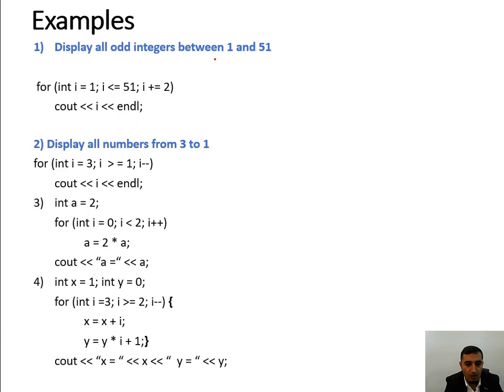So here, display all the odd numbers between 1 and 51. So for integer I is equal to 1, I is less than or equal to 51, I plus equal to 2. So we want to display the odd numbers. We start at 1 and we increment by 2. So 1, 3, 5, 7, 9, 11, 13, and so on. And we keep incrementing I by 2 until I is less than or equal to 51.